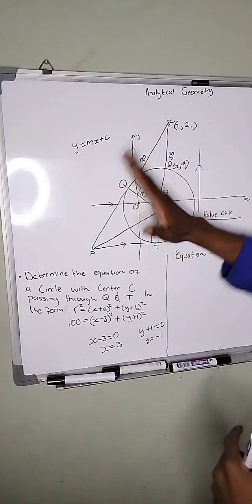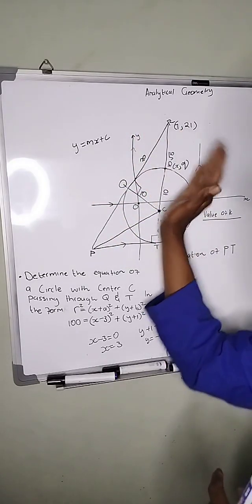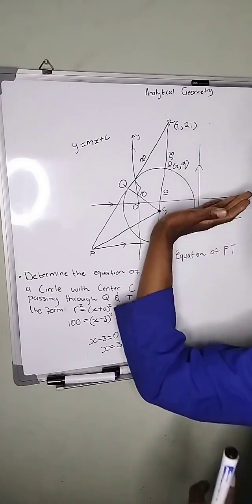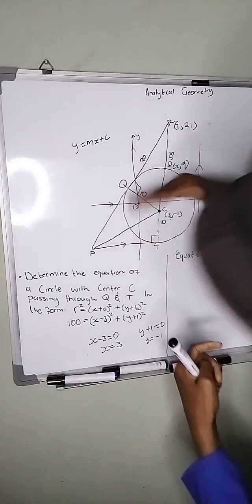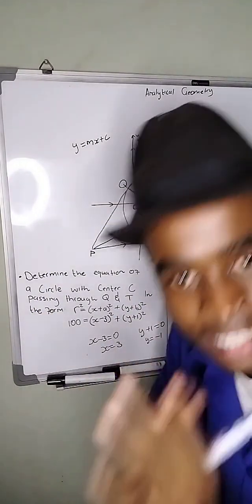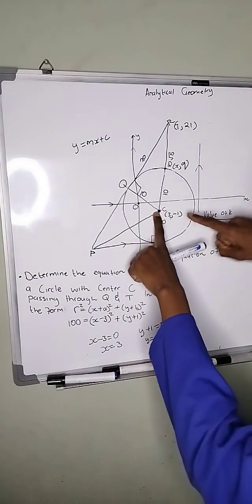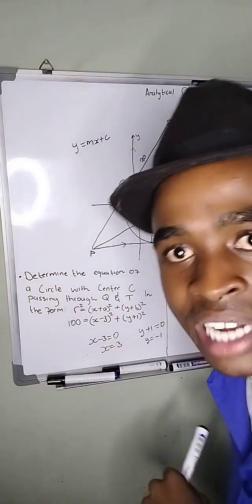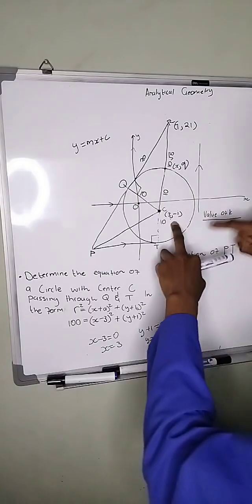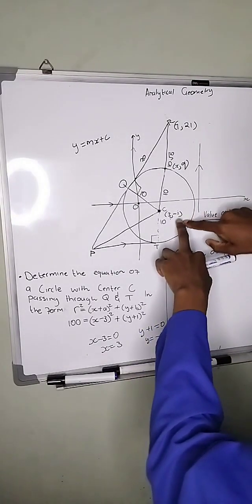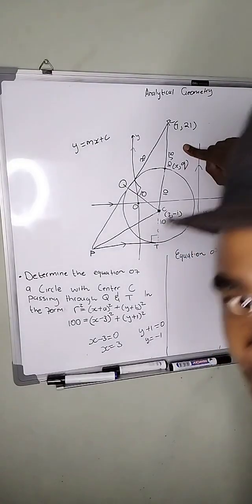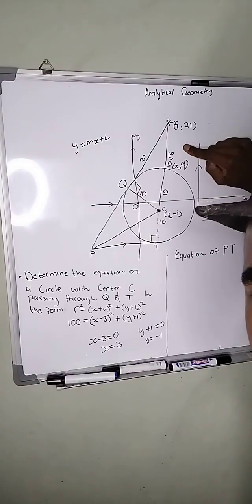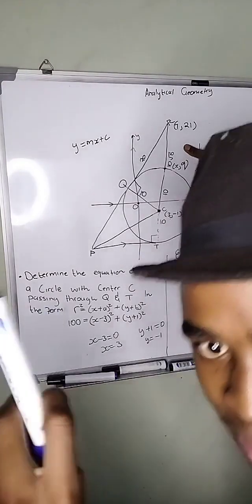Guys, understand this. In each and every point, the radius is equal. This is 10. This is 10. Even though the radius stays like this, it's still going to be 10 units. From the center to the circumference, it is 10 units. My y coordinate on the center is -1. So how many units should I move from the center to the circumference? 10 units.